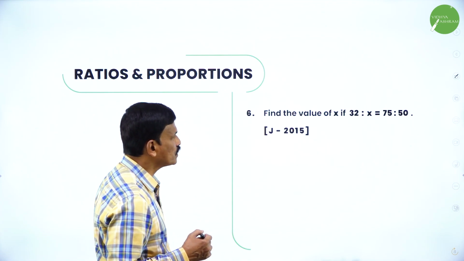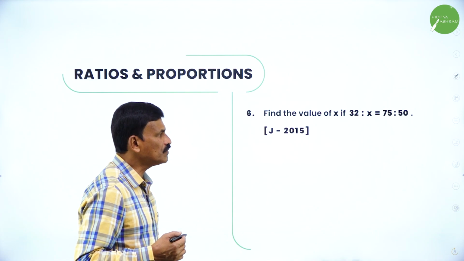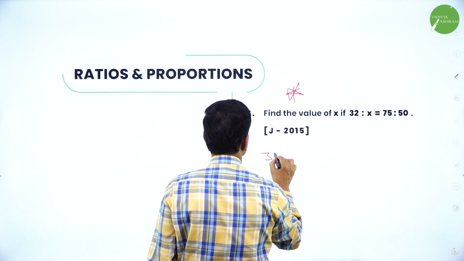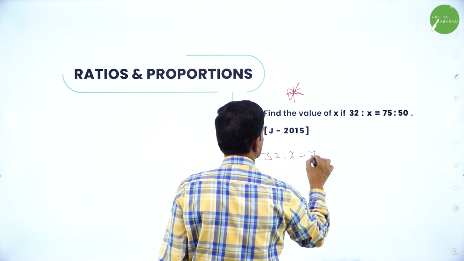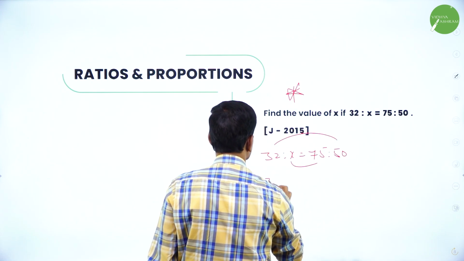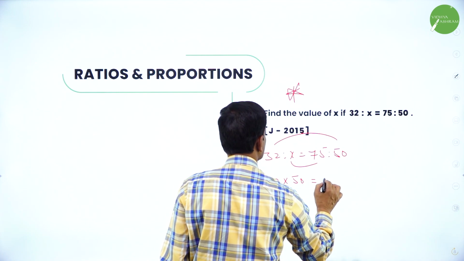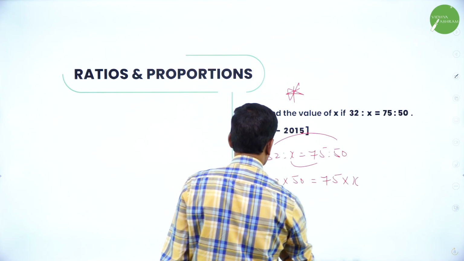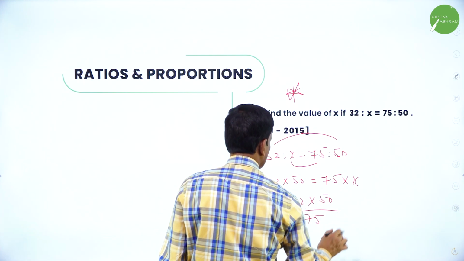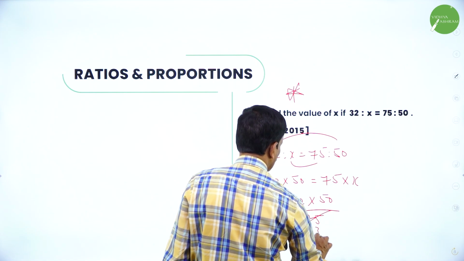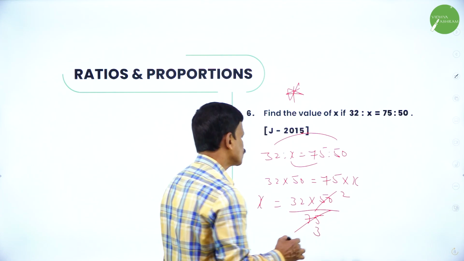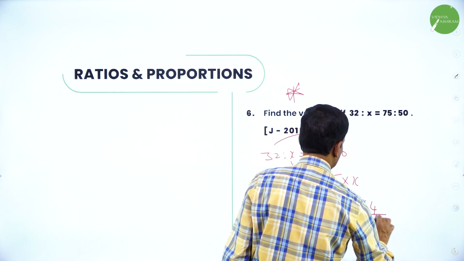Find the value of x if 32 is to x is equal to 75 is to 50. This is also an important problem. So what is given? 32 is to x is equal to 75 is to 50. Just multiply, that's it. So 32 into 50 is equal to 75 into x. Therefore x is equal to 32 into 50 divided by 75. You can divide by 25. 25 threes are 75, 25 twos are 50. Again divide by 3. So 64 divided by 3.